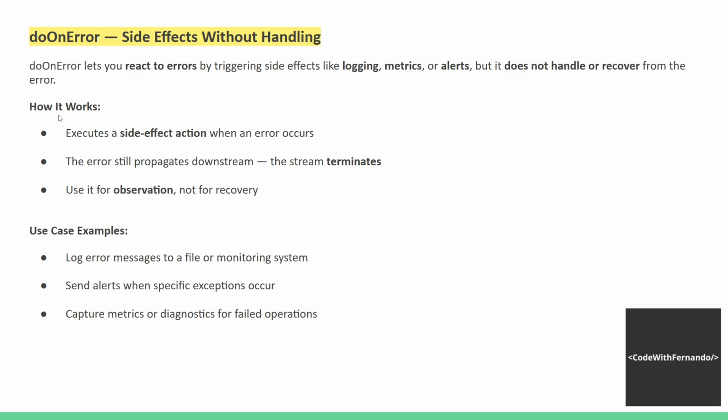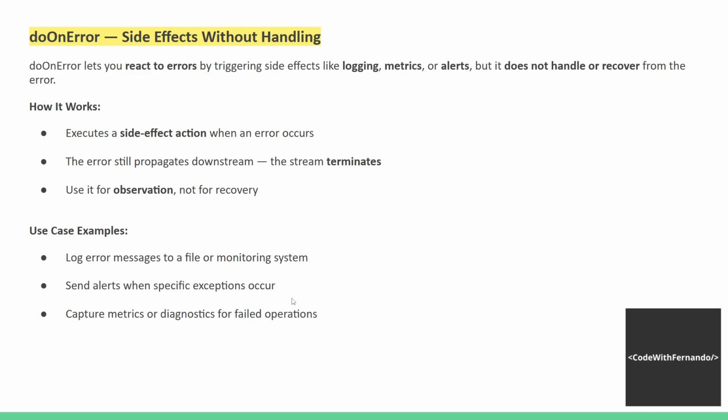Okay, so how does it work? It executes a side effect action when an error occurs. The error still propagates downstream. The stream terminates. Use it for observation, not for recovery. I think this is quite important to understand. If we want our application to recover, this is not what we use. This is just for observation.